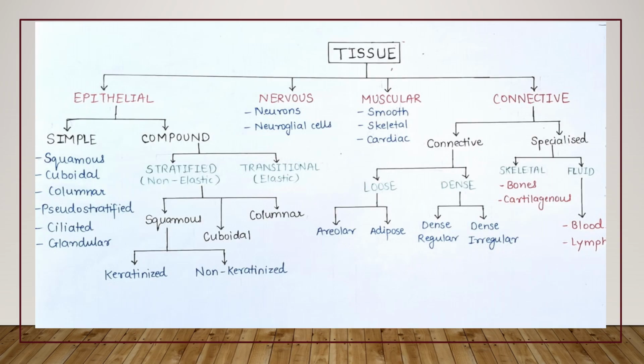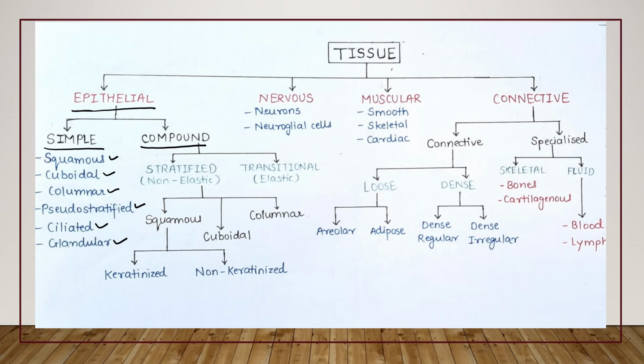Now let's see a flow chart describing different classification of tissues. So first is epithelial tissue. It is classified into two types. First is simple and second is compound epithelial tissue. So in simple epithelial tissue, there are six types. First is squamous epithelial tissue, second is cuboidal epithelial, third is columnar epithelial, fourth is pseudostratified, fifth is ciliated, and the last is glandular.